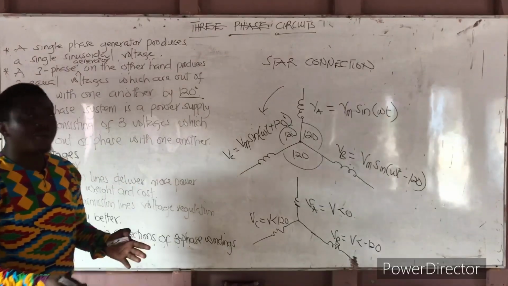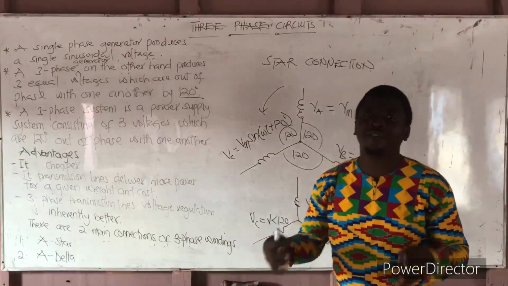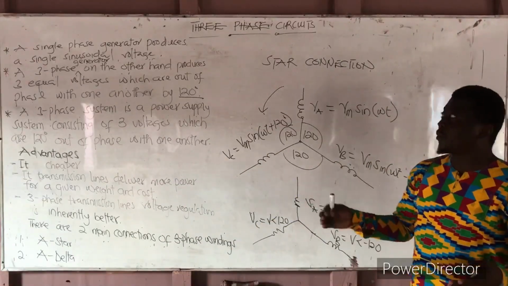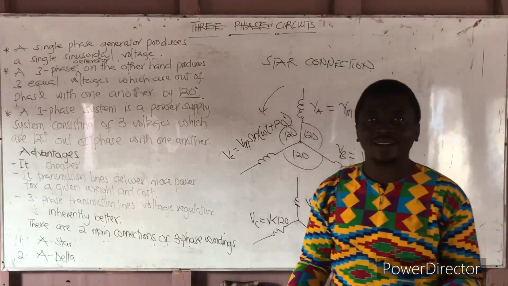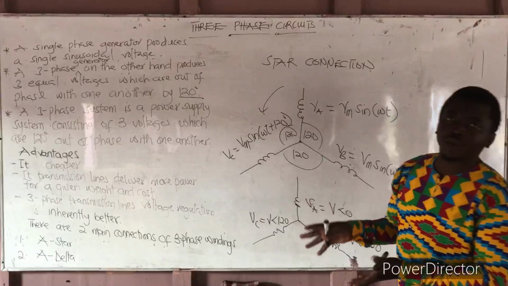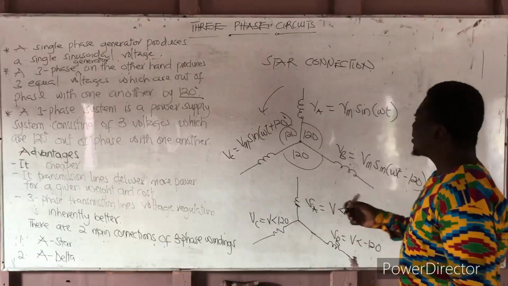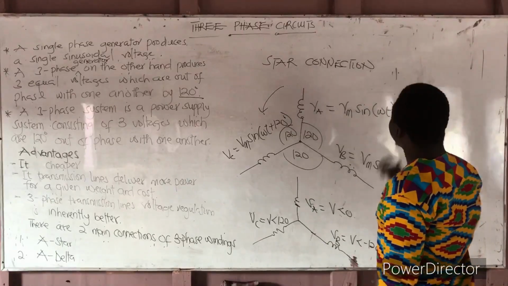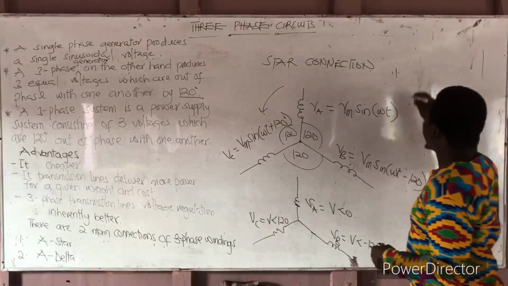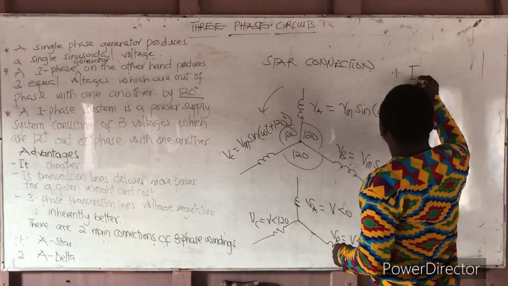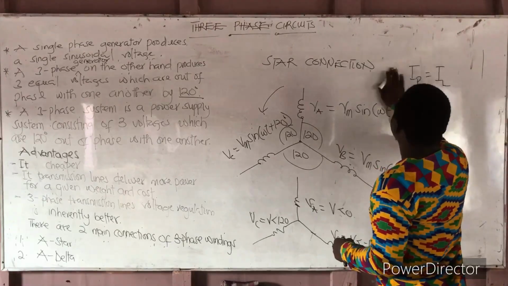But under star connection, when they give you a question or when you are going to deal with a real life problem, depending on the connection that the three phase is having, you must know some conditions that apply to it before you can solve that problem. So in star connection, the first condition that you must know is that the phase current and the line current are the same.